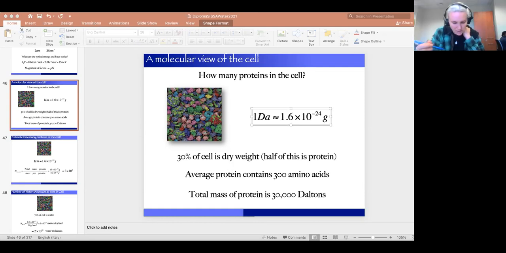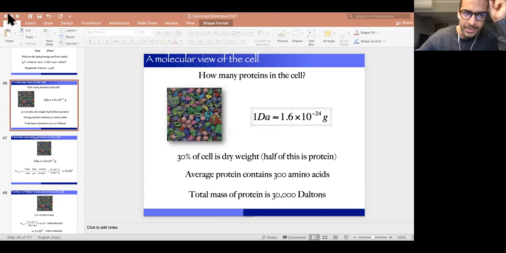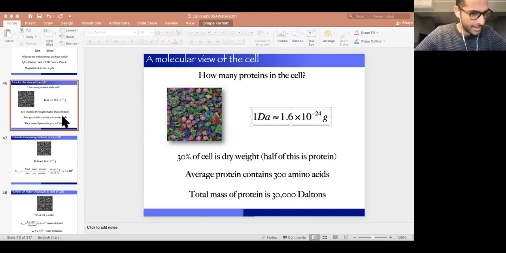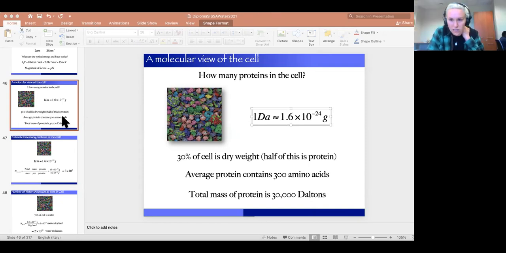I took the weight of the cell, 70%. Yeah, so 70% of 1 picogram. And then the weight of 1 water in grams, which is the 18 grams per mole divided by Avogadro's number. Perfect.